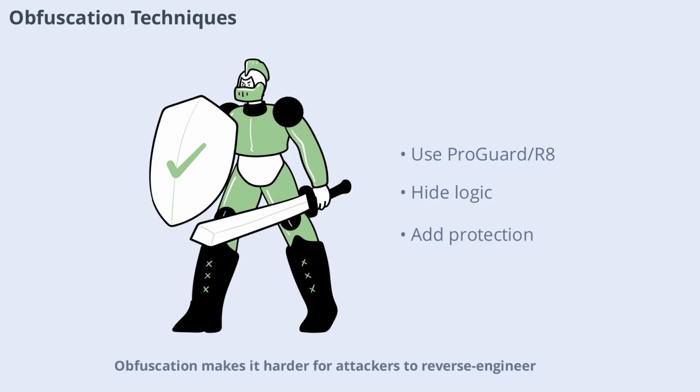Obfuscation makes it harder for attackers to reverse engineer your app and discover sensitive logic or data. Use tools like ProGuard or R8 to obfuscate your code and resources. While not a substitute for other security measures, obfuscation adds an extra layer of protection.